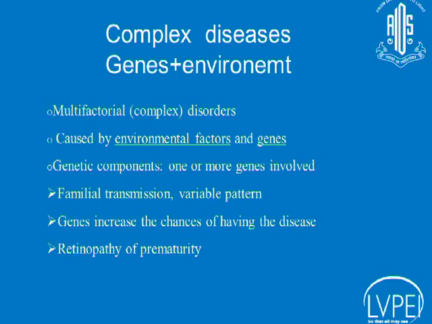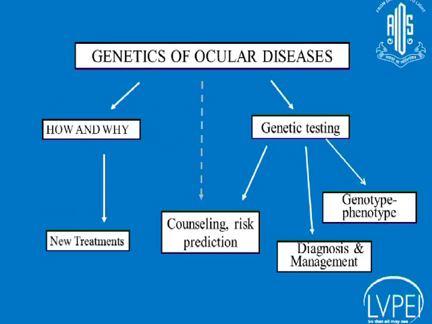In genetic components, one or more genes are involved. You may have familial transmission that is seen fairly often, but the pattern is variable. You don't have very set patterns like in the case of the autosomal and the sex-linked Mendelian types. Genes increase the chance of having the disease, so they don't have a one-to-one relationship. For example, you have retinopathy of prematurity, which is another example of this class of diseases.